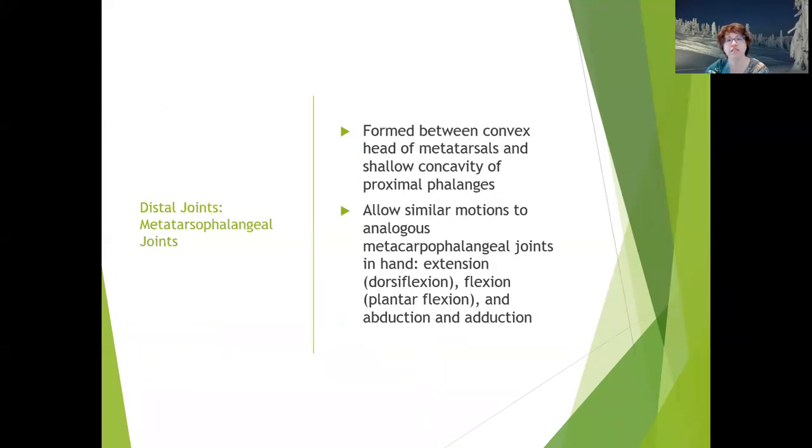So the metatarsophalangeal joints are formed between the convex head of the metatarsals and the shallow concavity on the proximal phalanges. They allow similar or analogous motions to the metacarpal phalangeal joints in our hands: extension, flexion, ab and adduction. Of course, in the foot, we call it dorsiflexion, plantar flexion, and ab and adduction. So the metatarsophalangeal joints in the foot move a lot like the metacarpal phalangeal joints in the hands. They're analogous.